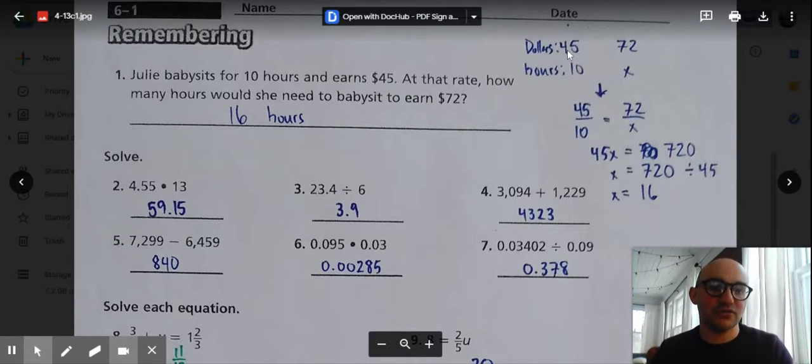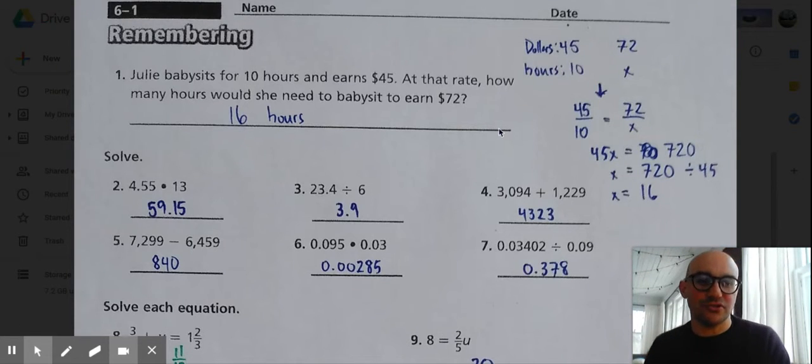I'm showing you here, I did cross multiplication. I turned $45 in 10 hours into a fraction, and then $72 is what we were given. X is our unknown number of hours, and so we set it up and we cross multiply. And so we get X equals 720 divided by 45. We find out that X equals 16. So lots of ways to solve this one. I just chose cross multiplication because that's the skill we've been practicing a lot in our class.